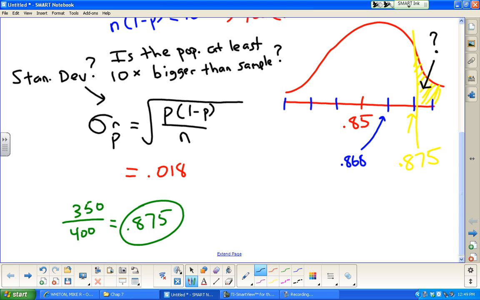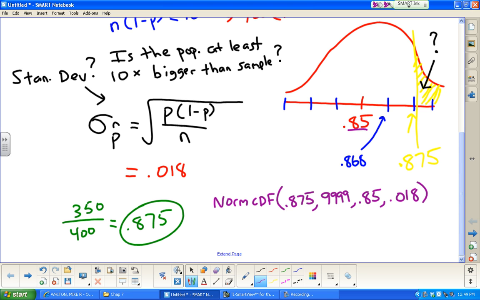So our process is, we know it's a normal situation here. We checked the conditions on that. We are shading our lower and upper bound. Our lower bound is 0.875, that's where we're starting. We want to go up, so a big number. We know our mean, and we used a formula to get our standard deviation. So let's calculate that, and we will get an answer and make a conclusion, and this problem will be done.